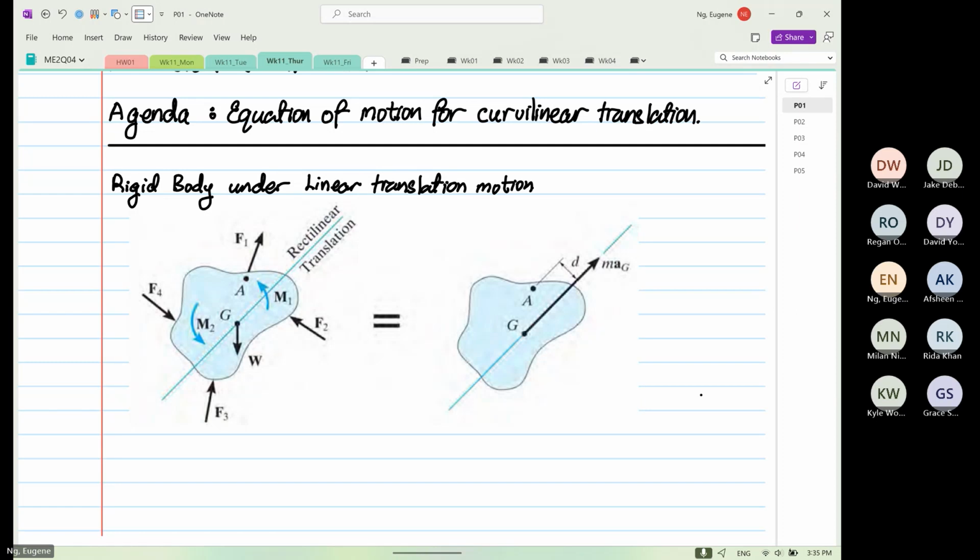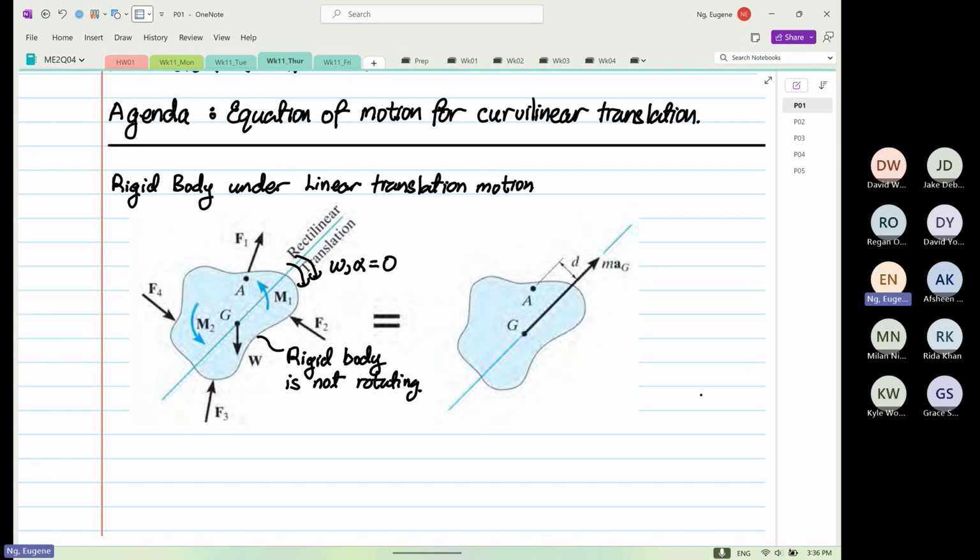Okay. So there are three equations. So what does it mean by linear translation? I.e., omega and alpha are equal to 0. So the rigid body is not rotating. So the past two examples that we did, the rigid body, one is a car, the other one is a crane. They're not rotating at all.